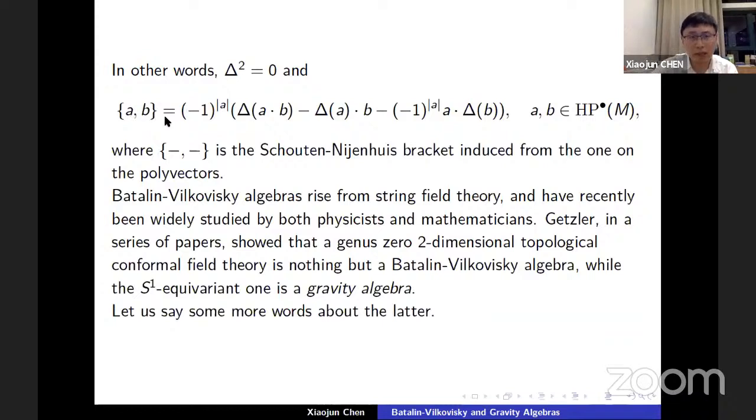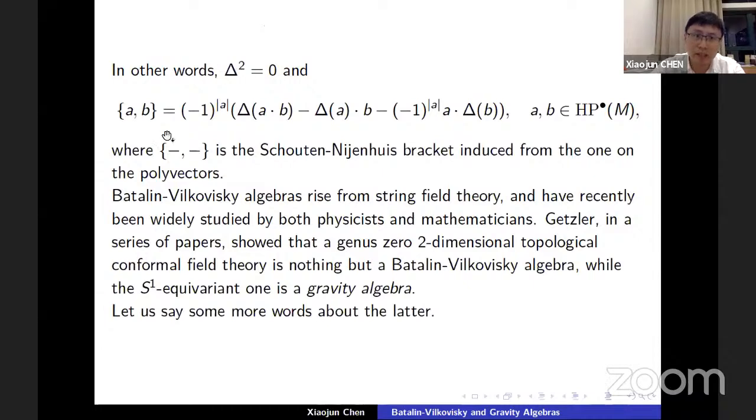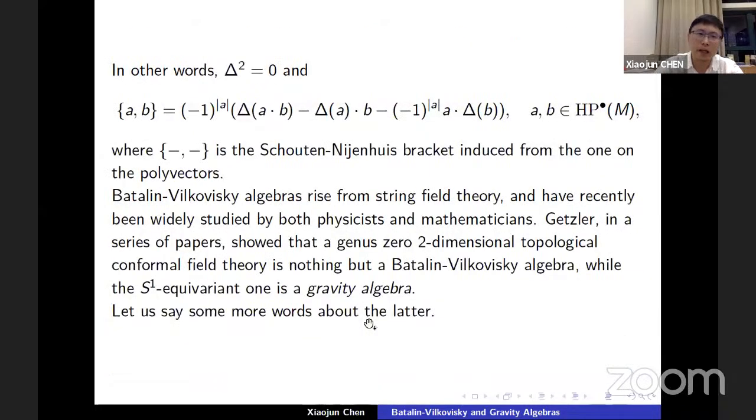So here in this theorem, actually this bracket is exactly the Xiao-Jun bracket. So that's why I say delta is a BV operator which generates the Xiao-Jun bracket. So you can say that the Xiao-Jun bracket comes from delta. So this is what Ping Xu said, it's a generator of this bracket.